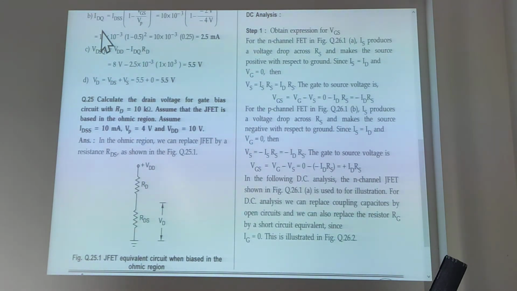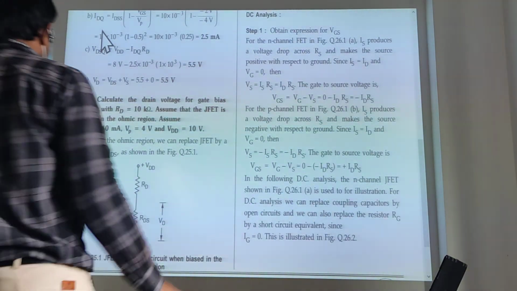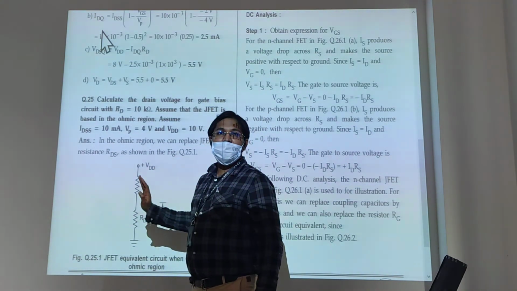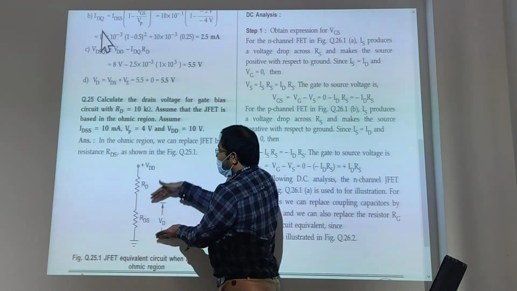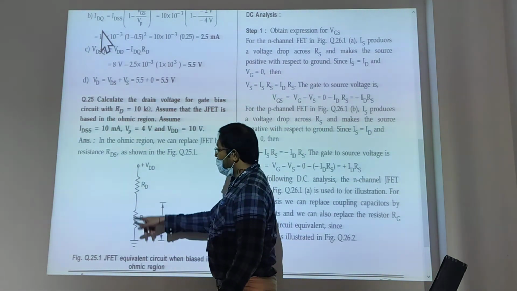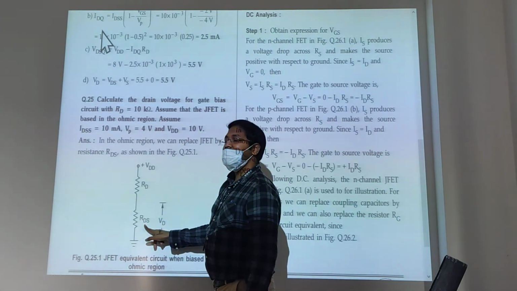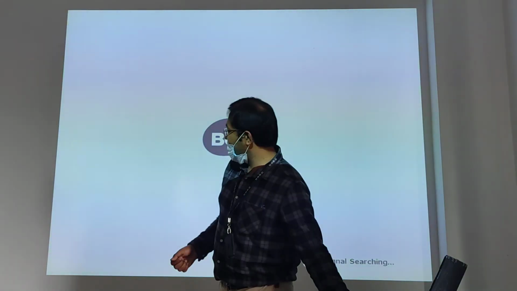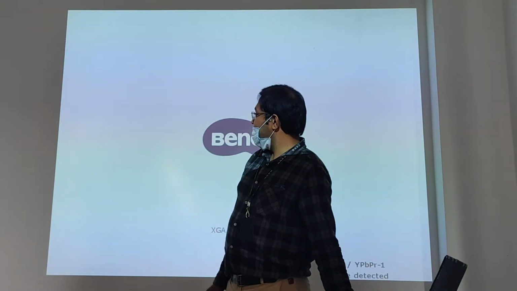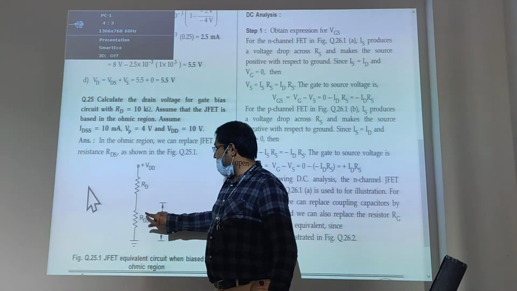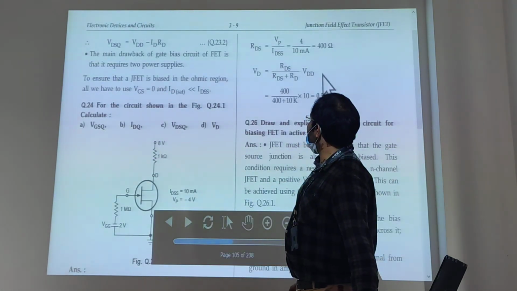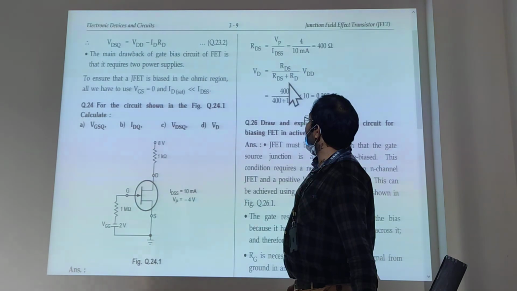Use voltage division rule. What is the formula? VD is equal to total voltage VDD multiplied by RDS by RDS plus RD. So VD equals VDD into RDS by RDS plus RD. Right. So using that, VDD into RDS by RDS plus RD.